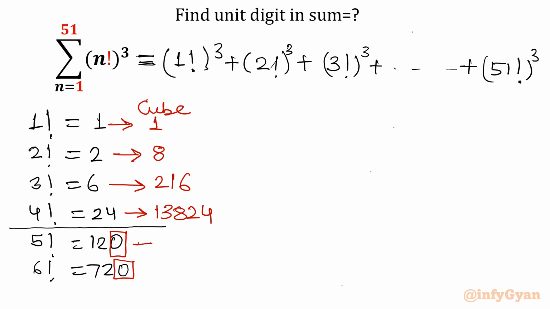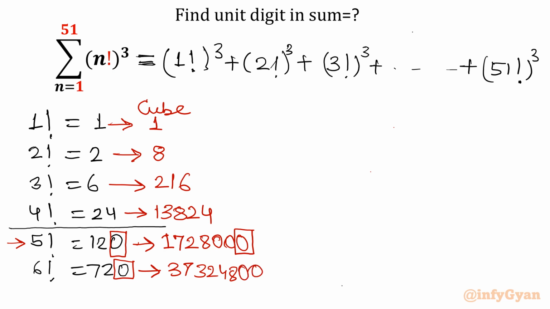And after that, if I write 120 cube, that value is bigger, but one result is there: 1728 is the cube of 12, followed by 3 zeros. The important point is that the unit digit will always be 0. Why? Because 5 is multiplied by the number 2, so that generates a 0. Similarly, for 720, we get 373248 followed by triple zeros.